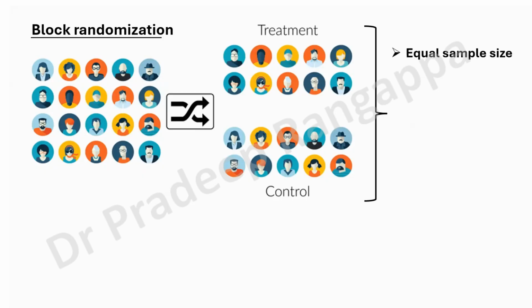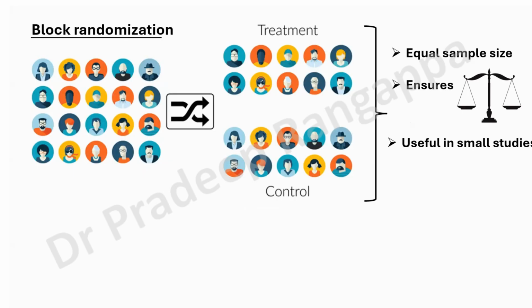Between the treatment and control group, the sample sizes are generally meant to be equal, and this ensures there is an equal balance and no selection bias. This sort of block randomization is useful in small studies because the population is equally distributed between the treatment arm and control, which does not happen in simple randomization.